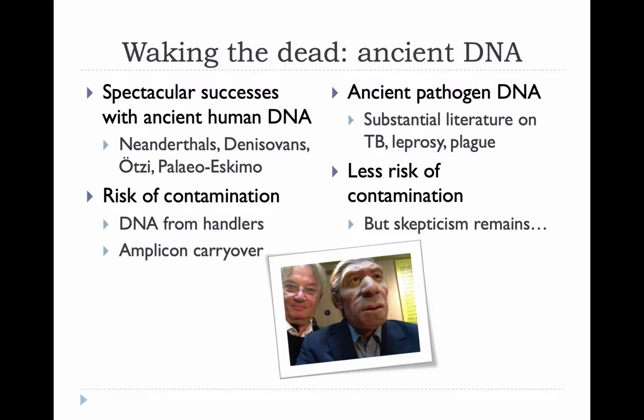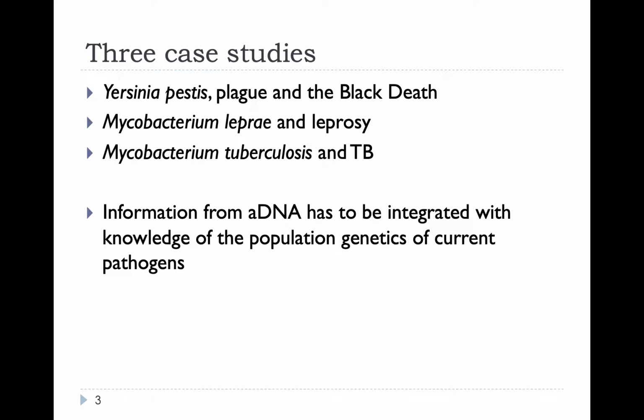But nonetheless, there is still a great deal of skepticism in the field, particularly when people used to rely on PCR, and there's a substantial literature where people use PCR. And the problem with PCR is, as I mentioned, that you get this amplicon carryover, and that remains a problem if you're doing that kind of approach with ancient pathogen DNA. So we've moved on to looking now not just at PCR products but at whole genomes, and I'm going to give you 3 case studies here, starting with Yersinia pestis, causative agent of plague and the Black Death.